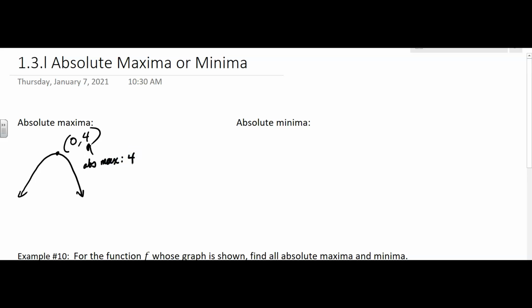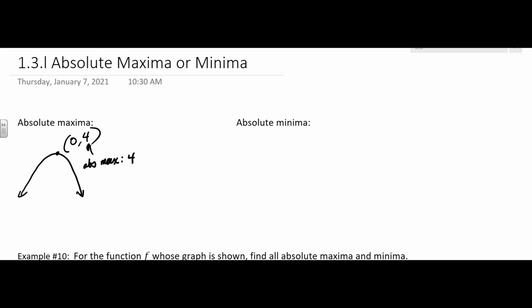Okay, and you might say, well, wasn't it a local max? Well, you can call it that as well, but it's better to say it's an absolute maximum, because that's more definitive. So it gives you a better idea of what the picture looks like. So that's the highest point we're getting off that graph, and it's considered an absolute maximum, okay?